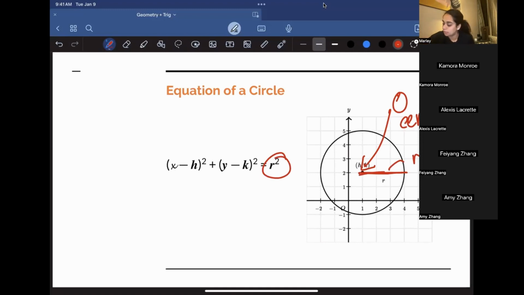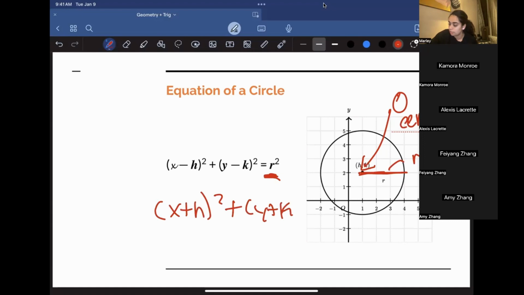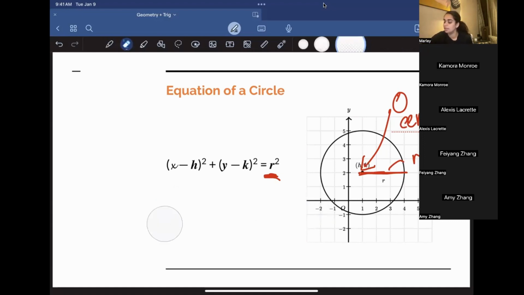The big thing they're going to test you on is, do you remember that the radius is squared in the equation? And do you remember that it's x minus h squared, not x plus h squared, and y minus k, not y plus? That's a really common mistake, and they will almost always test it in the answer choices. So just do your best to remember that, and you should be all okay.